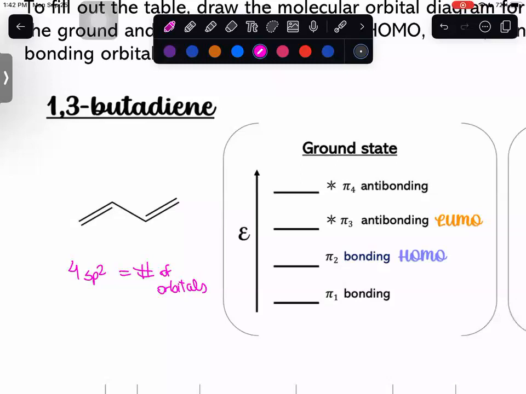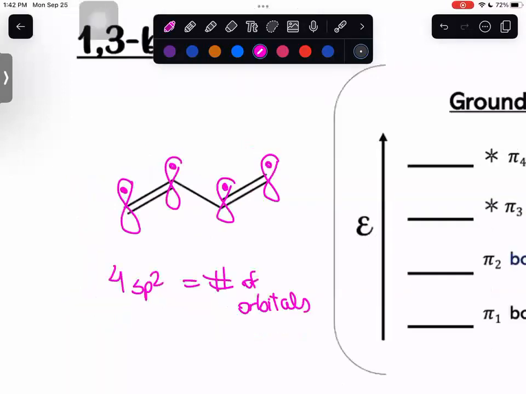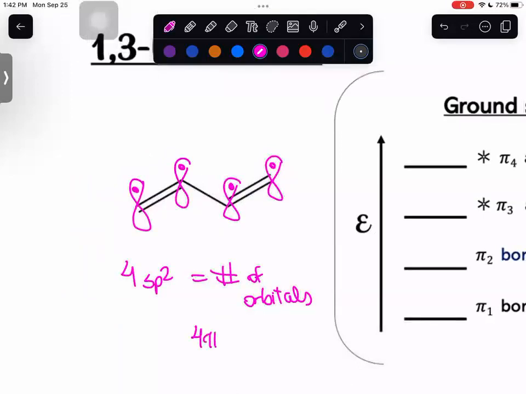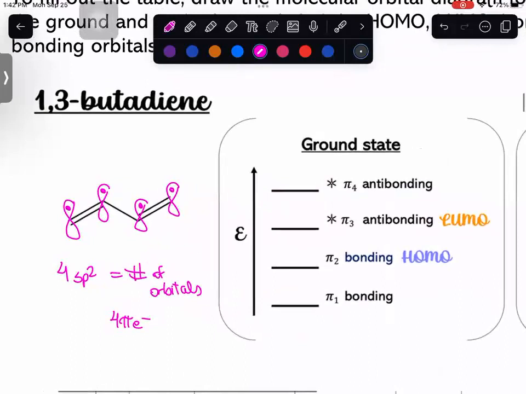That's representing that. Technically, we can start drawing out each orbital in here. Because we have double bonds, each of those carbons is going to be contributing 1 pi electron. So in total, we have 1, 2, 3, and 4 pi electrons. So far, are we following this? Are you good?